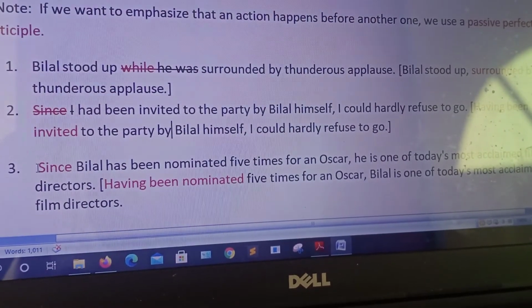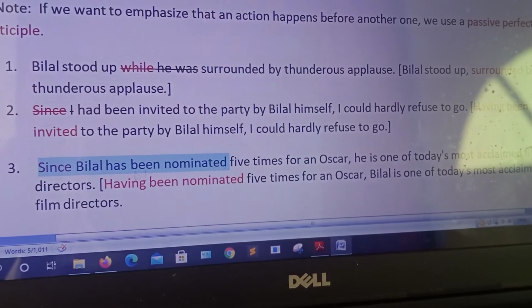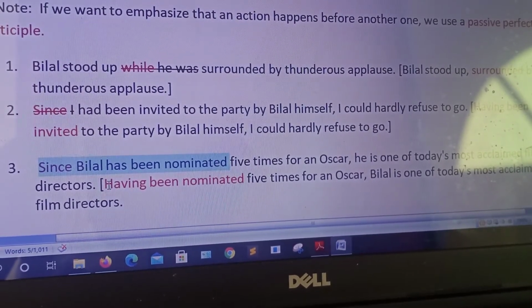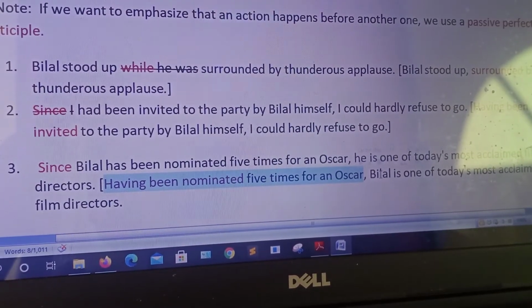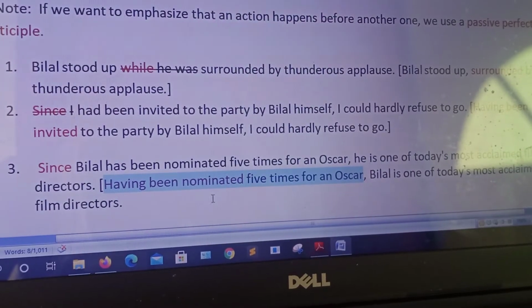See the third example. Since Bilal has been nominated, again a since clause and passive form as well. So simply we can use having been nominated five times for an Oscar, Bilal is one of today's most acclaimed film directors. So it is quite easy.